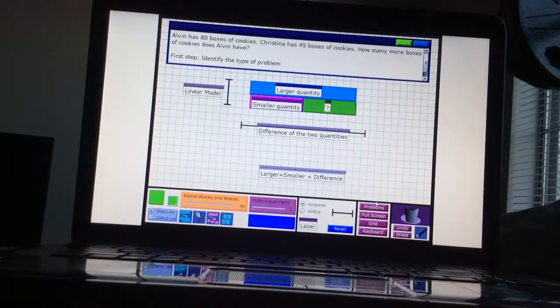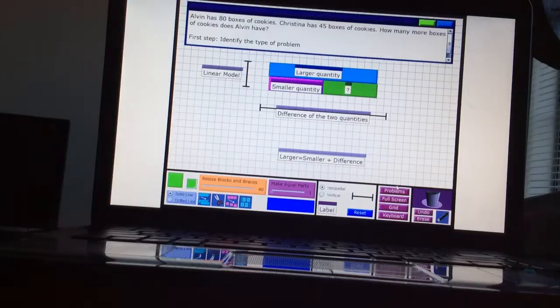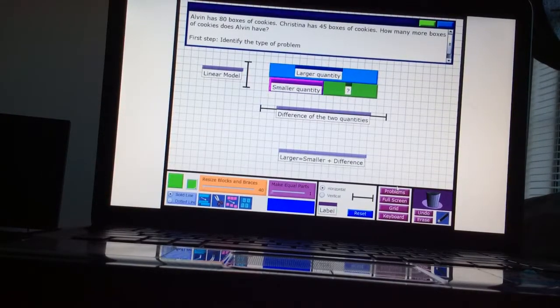Okay, so let's take a look at another problem. Okay, so let's take a look at our second problem. It says Alvin has 80 boxes of cookies. Christina has 45 boxes of cookies. How many more boxes of cookies does Alvin have?